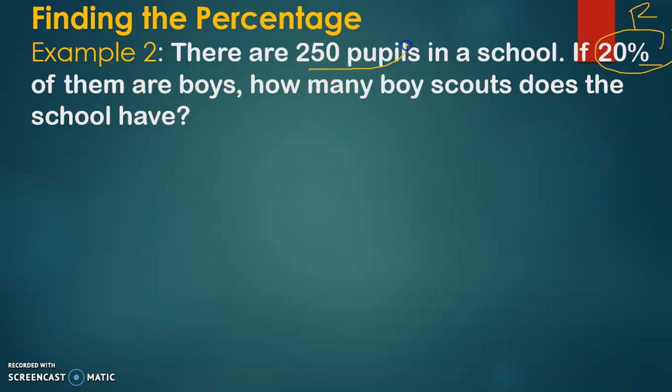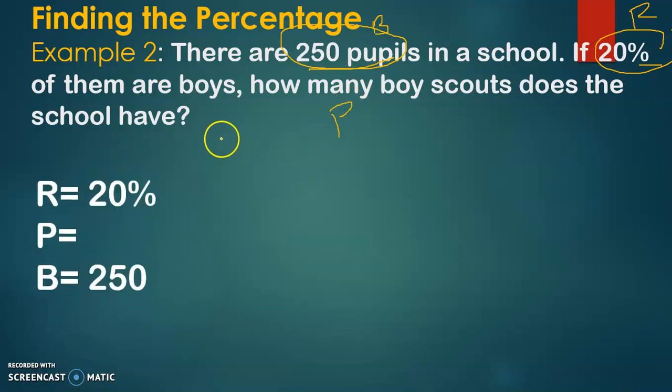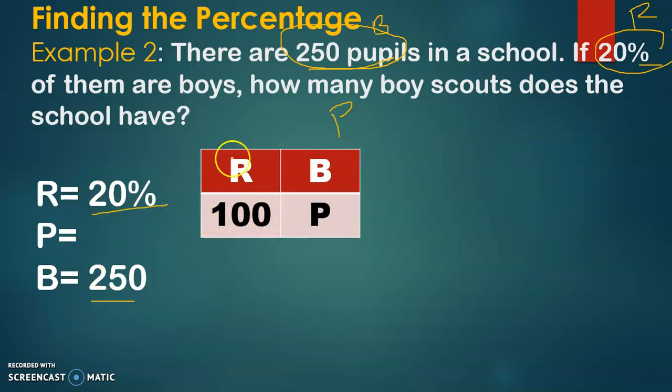Ibig sabihin, 250 pupils ang meron sa lahat sa school. This is the base. Okay? So, alam na natin ang nawawala ay percentage. Okay, let us solve using the Cavendish square. So, rate is 20%. Base is 250. Of course, Cavendish square. Rate ang nasa taas, rate at saka base. So, that is rate over 100 and then base over percentage.